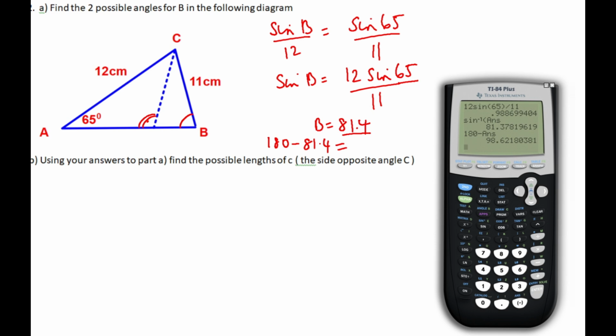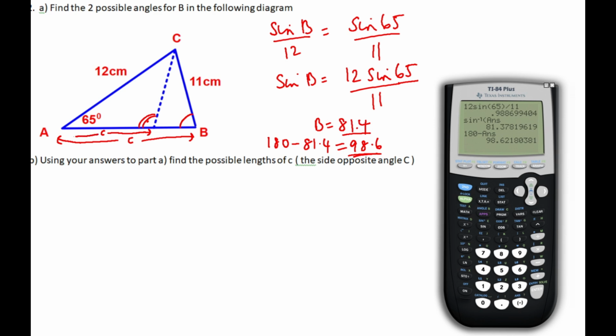Okay, so the angle is 98.6. Yeah, so they're the two possible answers. Now, for the second part, we've got to actually work out the length of C, which is this. So in the first triangle, C will be this length, and in the other triangle, C will be this length.